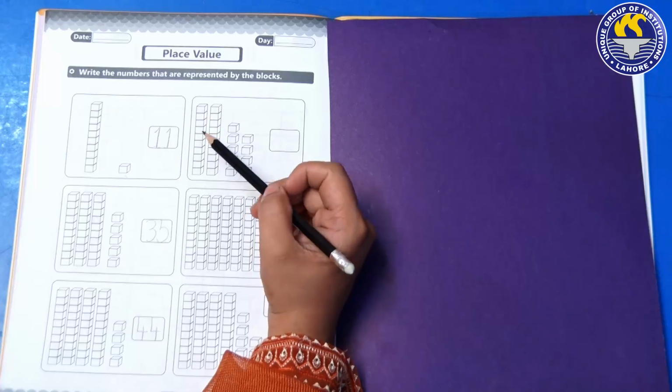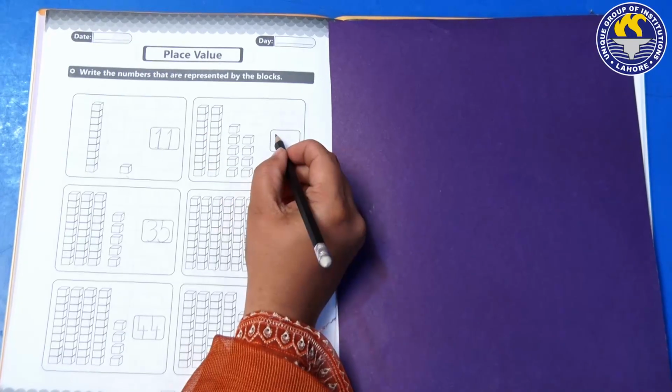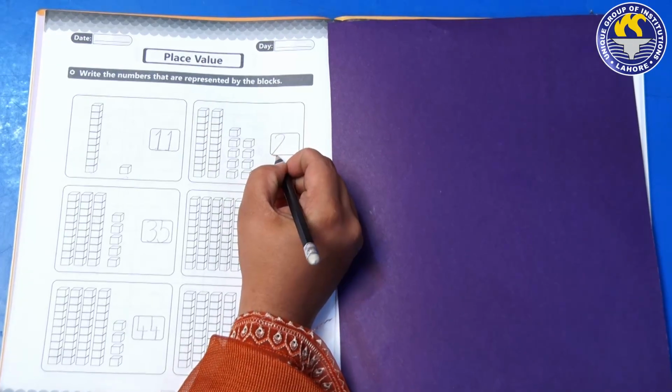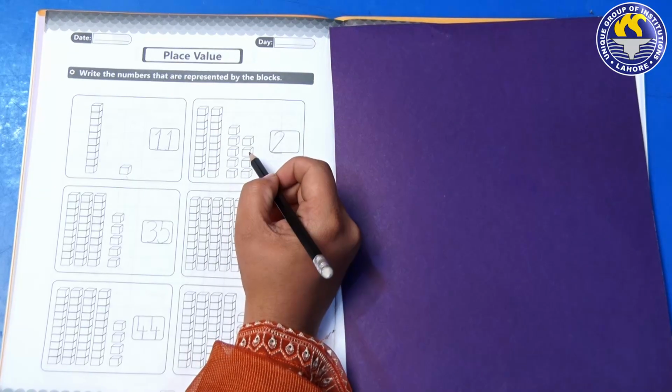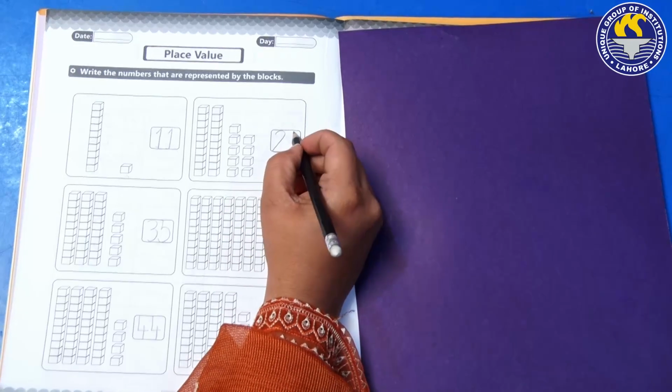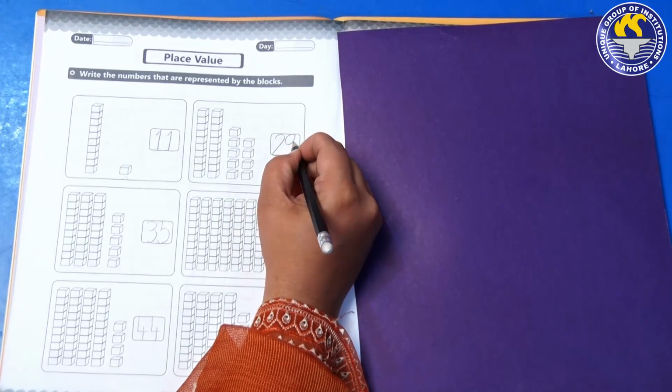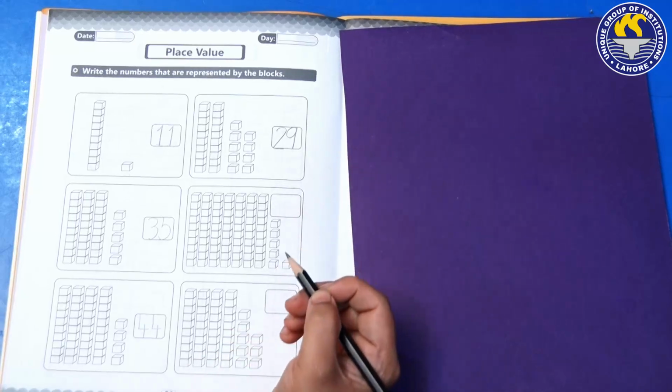Again, let's count the tens first. 1, 2. We have 2 tens, and how many ones do we have? 1, 2, 3, 4, 5, 6, 7, 8, 9. So we will write 9 here. The number will be 29.